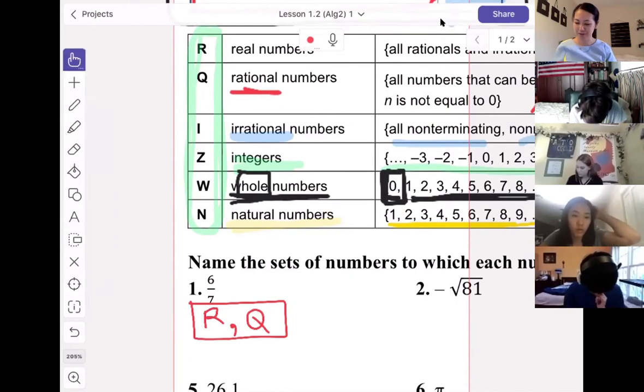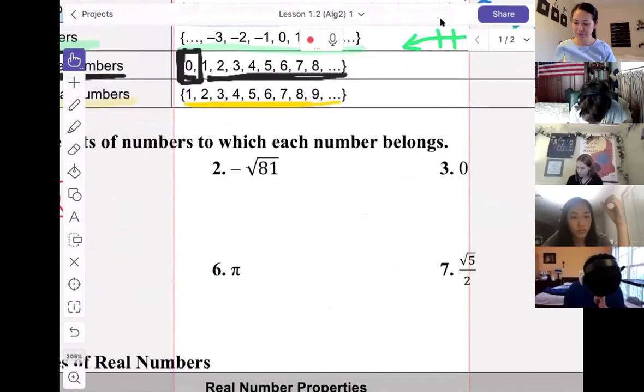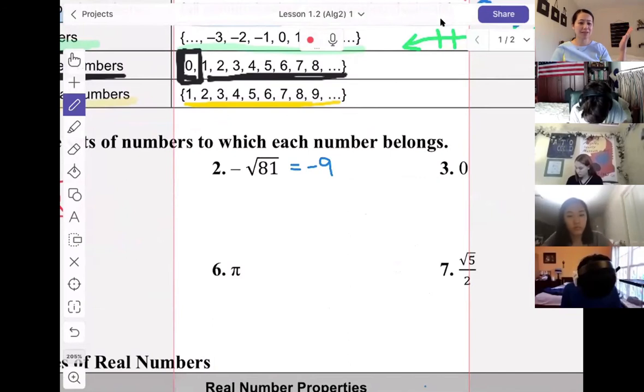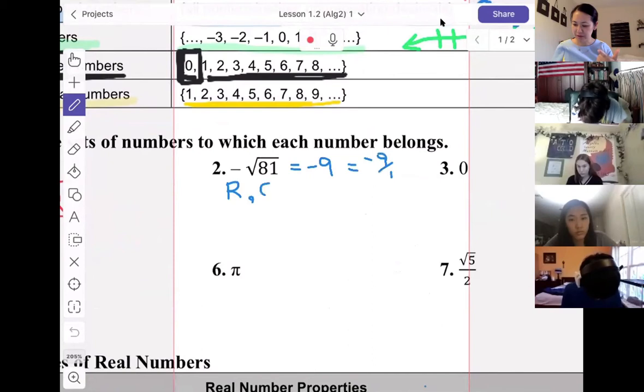All right, let me do another one. Number 2, I got negative rad 81. So I'm going to go ahead and rewrite that as -9. And I'm going to go for the biggest set inward. So starting with real numbers, it definitely is a real number. Then I'm going to think rational or irrational. I can write that as a fraction, as -9 over 1. So this is definitely going to be rational. So I'm going to write a Q.